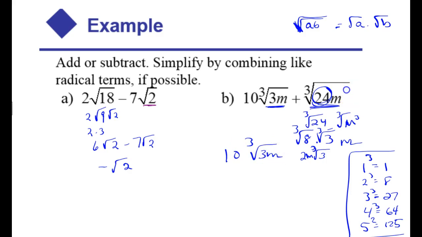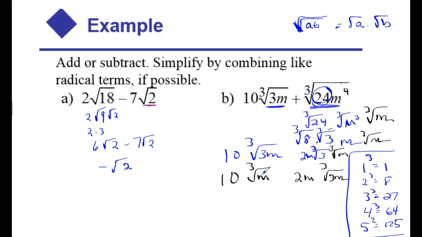So if this term would have been a 4, which is what I think the author originally intended this to be, then this would be the cube root of m cubed, and the cube root of another m is around here somewhere. So this is the cube root of m, and we have another cube root of m here. So this is 2m cube roots of 3m and 10 cube roots of 3m. Still doesn't have like terms.